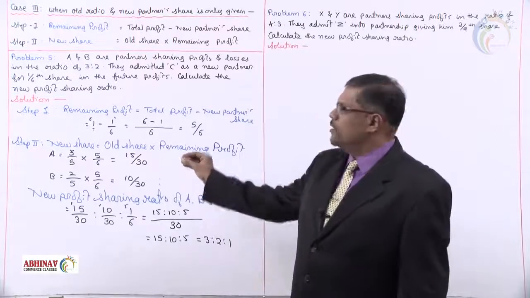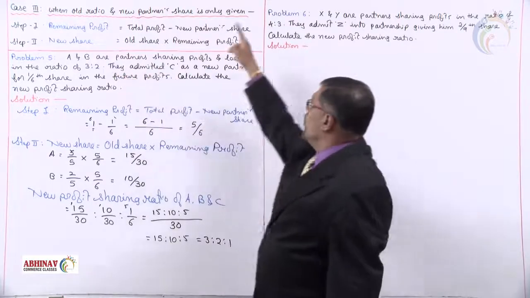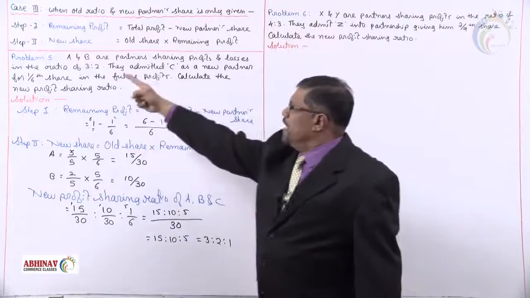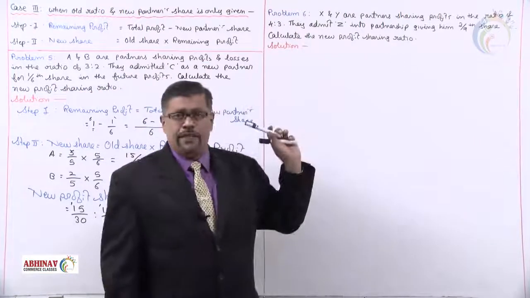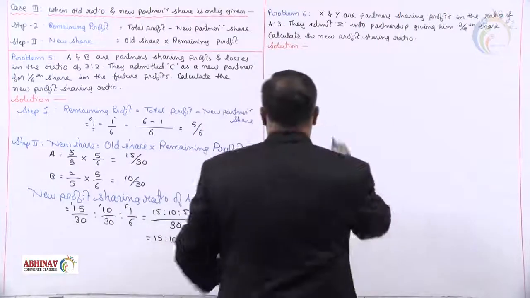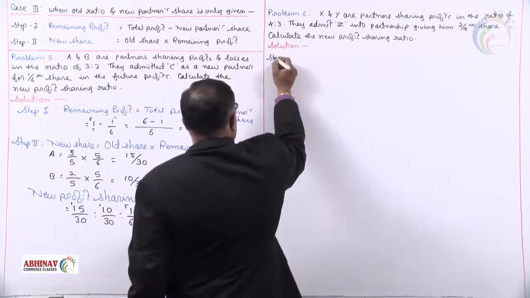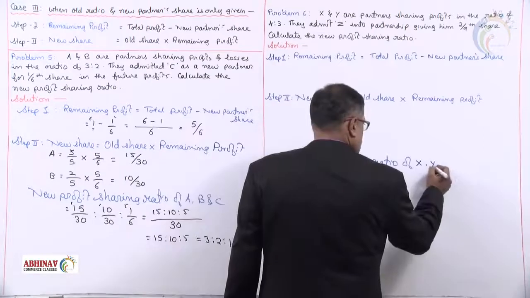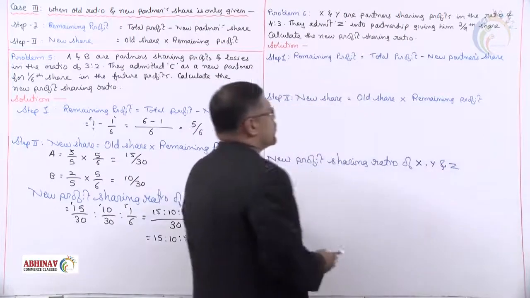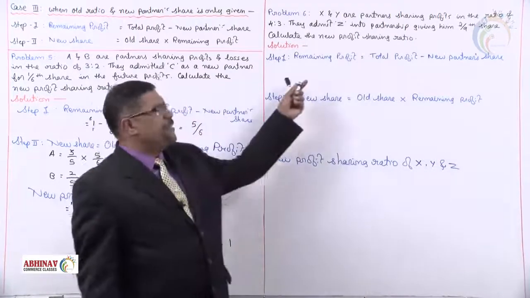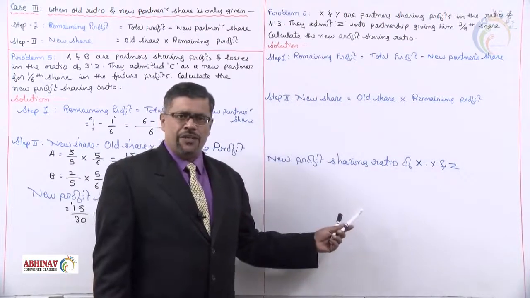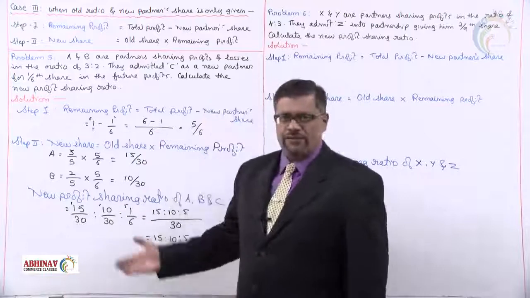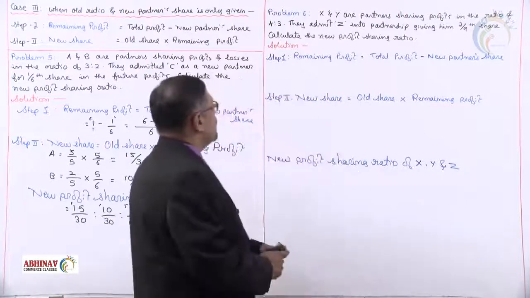Same procedure. Instead of 3 is to 2, the old ratio is 4 is to 3. Instead of giving 1 by 6, the new share given is 2 by 9. Let us see how to do that. First, we'll show here step 1. This is what we do. First, we find the remaining profit, then the new share, and then we put that in the form of a ratio. Same thing that we have just seen. Let us solve the problem.